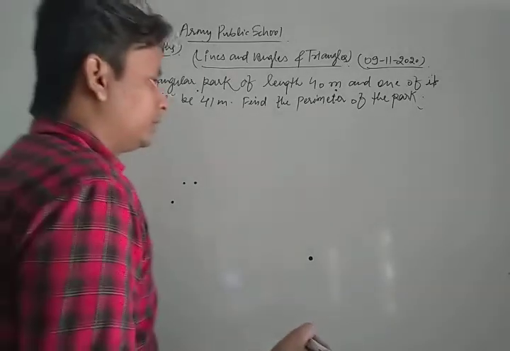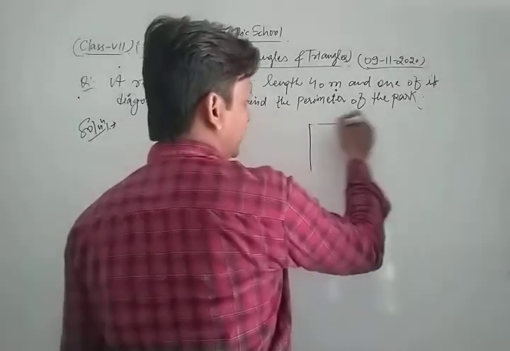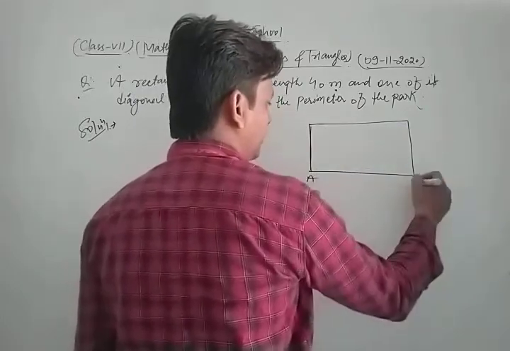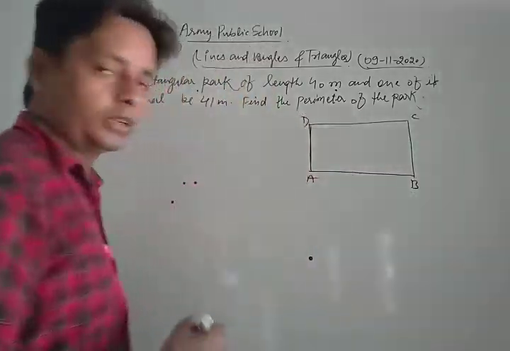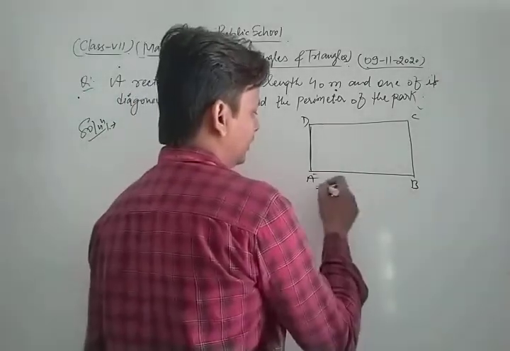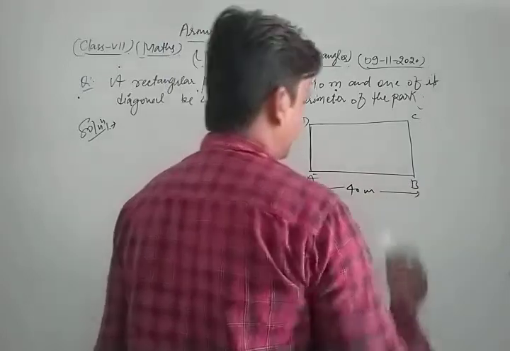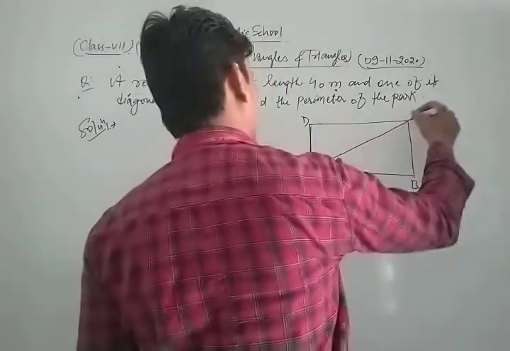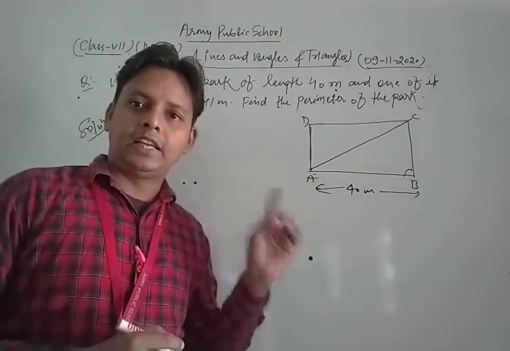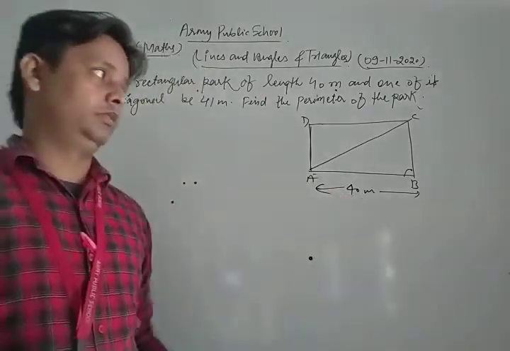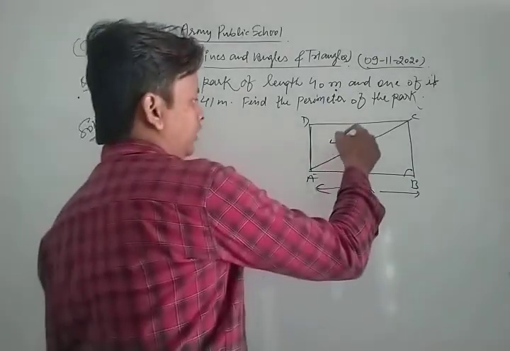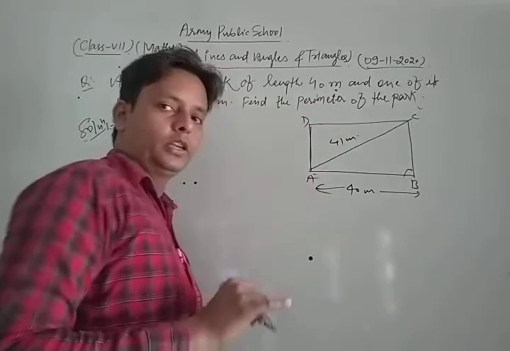First of all, we form a park. This is the rectangular park. Suppose that here ABCD is a rectangular park in which length is given as 40 meters. So here AB is your length 40 meter and one of its diagonal, suppose a diagonal AC. You know that in rectangle each angle is equal to 90 degrees. So angle B must be equal to 90 degree. And one of its diagonal is equal to 41 meter. We find the perimeter of the park.